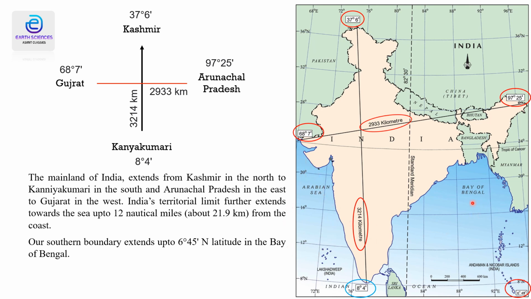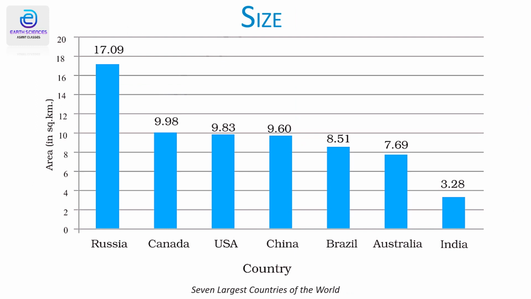The Andaman and Nicobar group of islands are present in the Bay of Bengal, whereas the Lakshadweep group of islands are present in the Arabian Sea towards the western coast of India. The landmass of India has an area of 3.28 million square kilometers. India's total area accounts for about 2.4% of the total geographical area of the world.